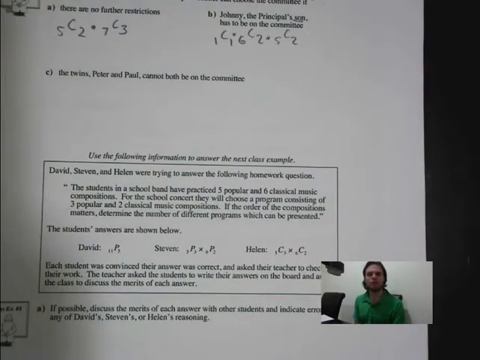It says, the twins Peter and Paul cannot both be on the committee. So look at this. If we have Peter, we can't have Paul. So there's more than one scenario here. We could have Peter and not Paul. We could have Paul and not Peter. Or we could have neither Paul nor Peter. So those are my 3 scenarios.